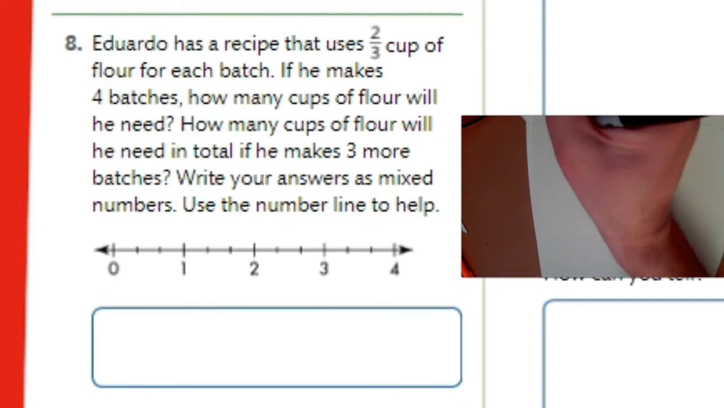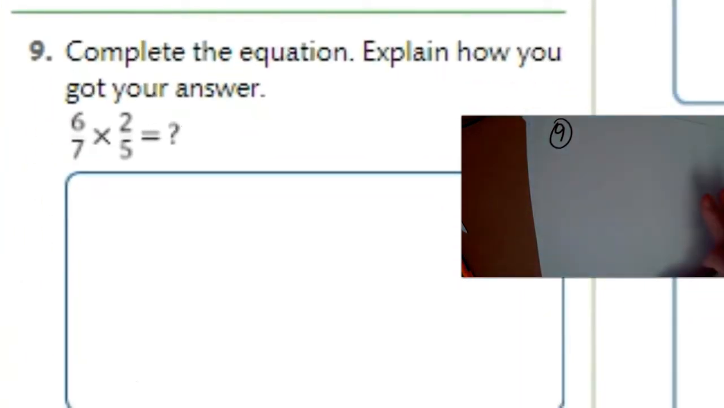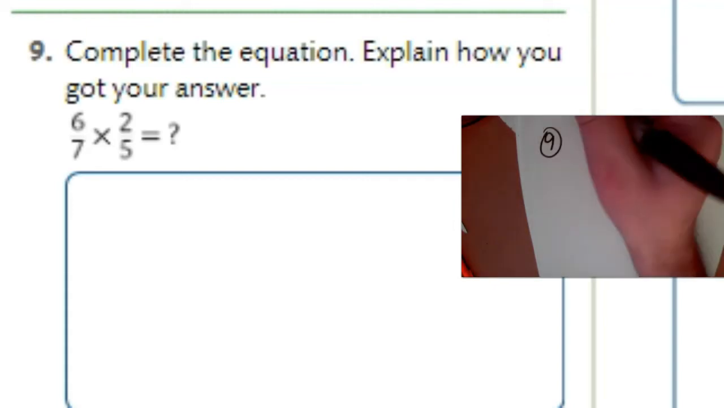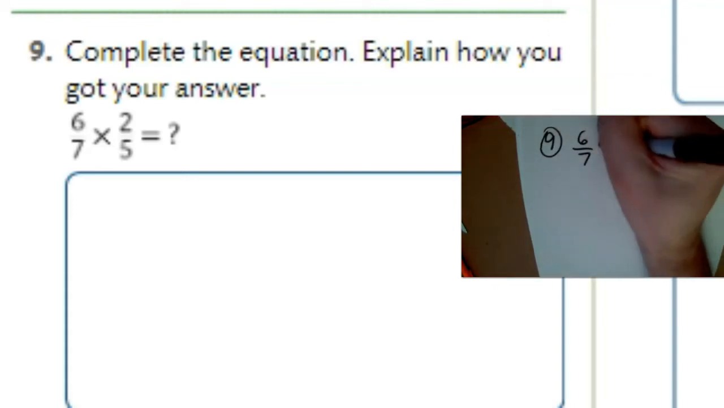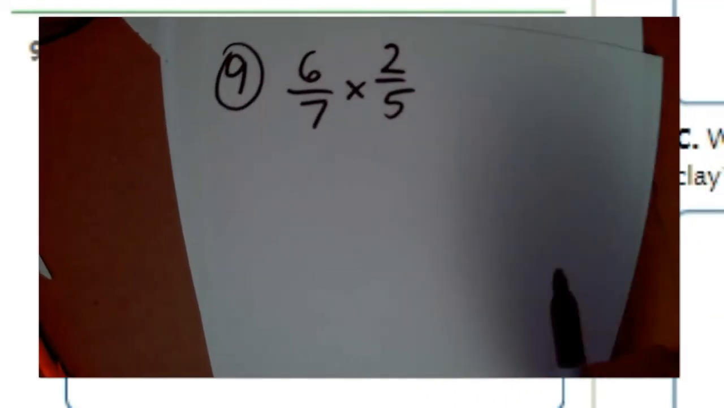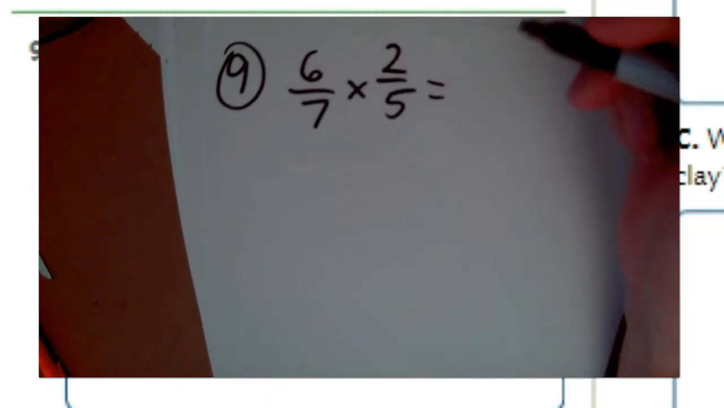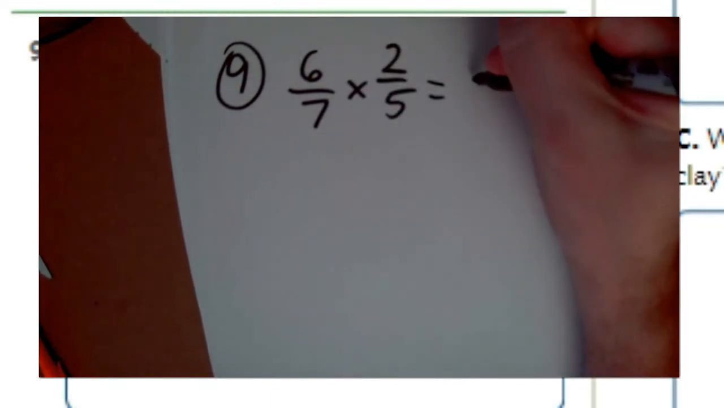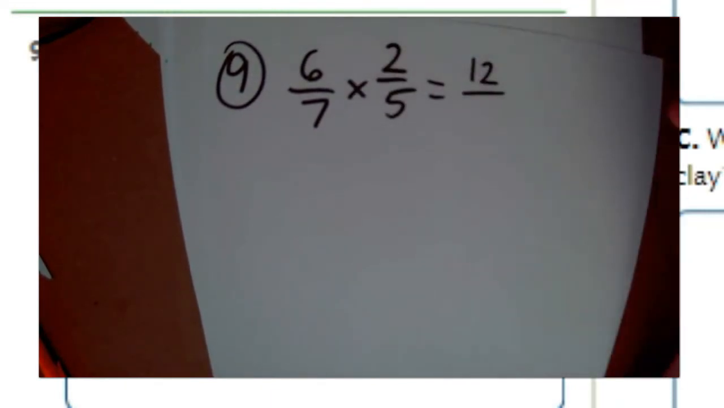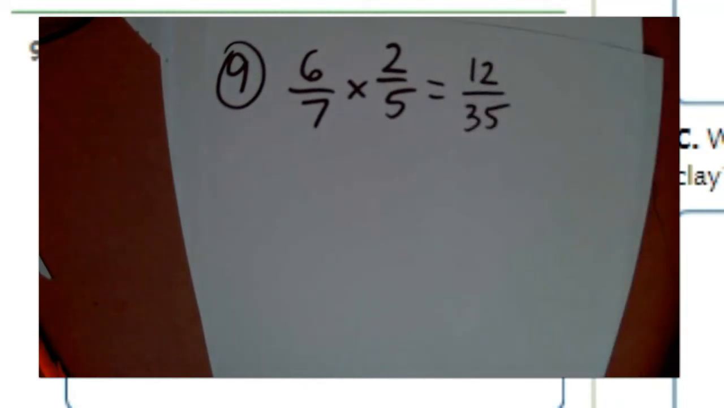Let's move on to number 9. Number 9 says, complete the equation and explain how you got your answer. All right. So we have 6/7 times 2/5. So let me complete this, right? We can't cross simplify, so I'll just multiply it straight across. 6 times 2 is 12. 7 times 5 is 35. I get 12 35ths.